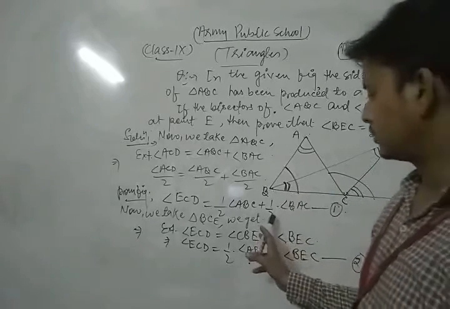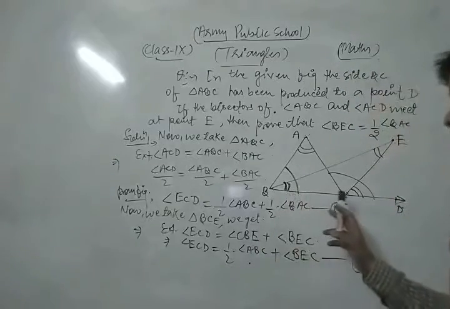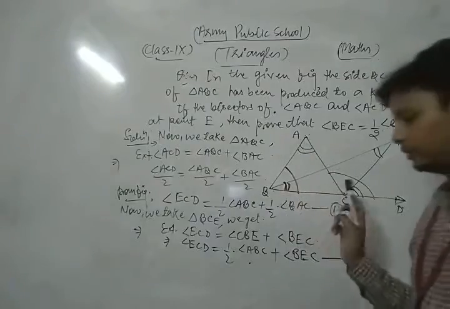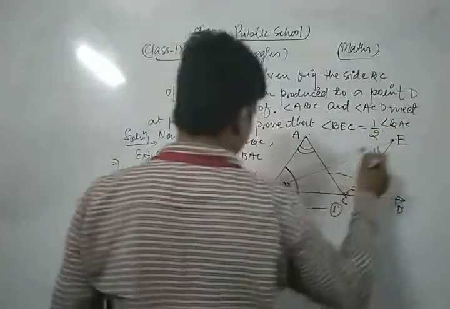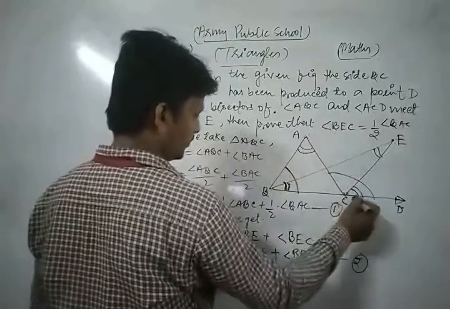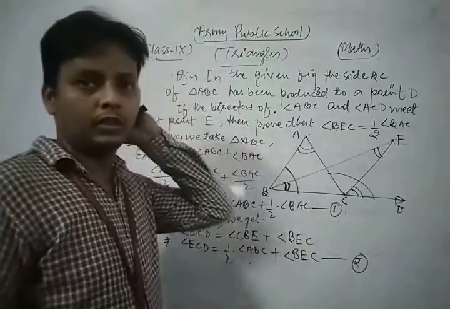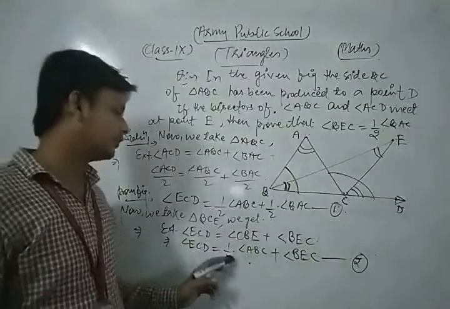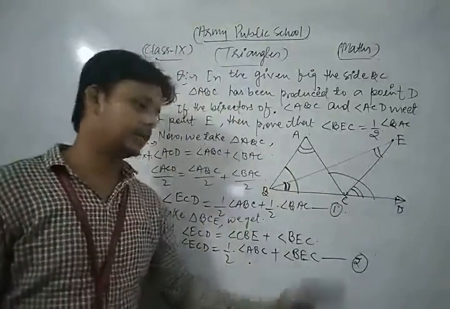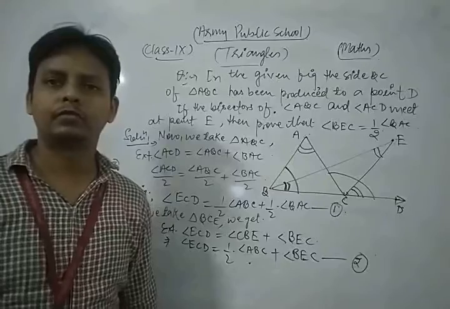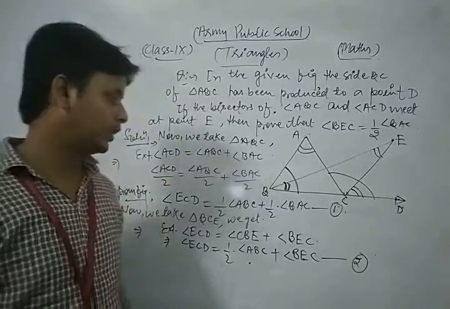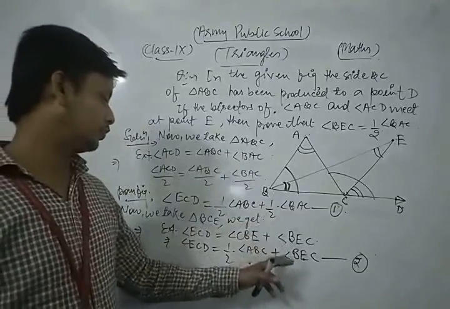Okay, so here we apply that concept, and according to the figure, angle CBE we can write as half of angle ABC, because here BE is the bisector of angle ABC. So in this way we can write half of angle ABC plus angle BEC. We take this as equation number 2. Now using equation 1 and 2.